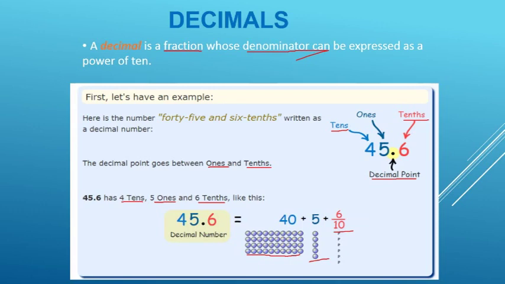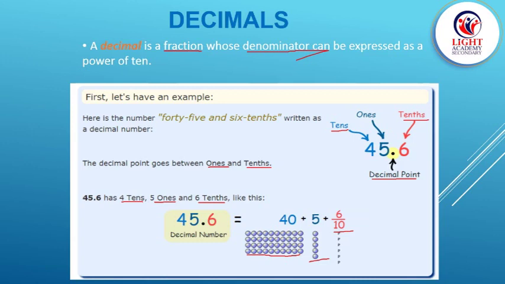A decimal is a fraction whose denominator can be expressed as a power of 10. So any fraction whose denominator is expressed as a power of 10, that number will be a decimal. By getting it very well, we can go for the example and understand from there.